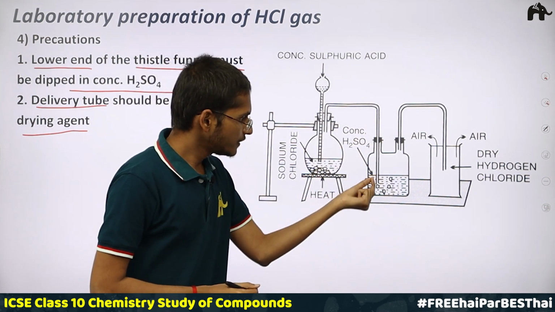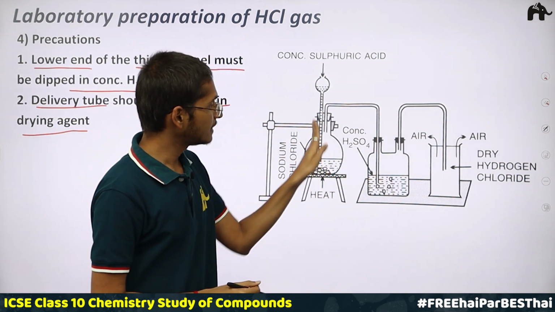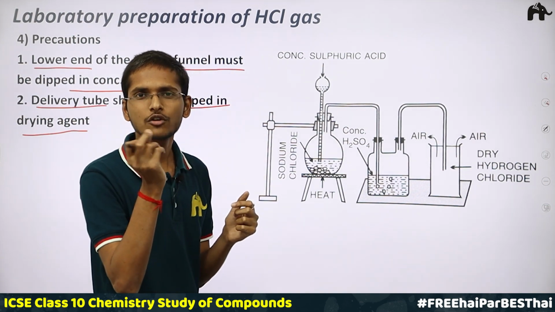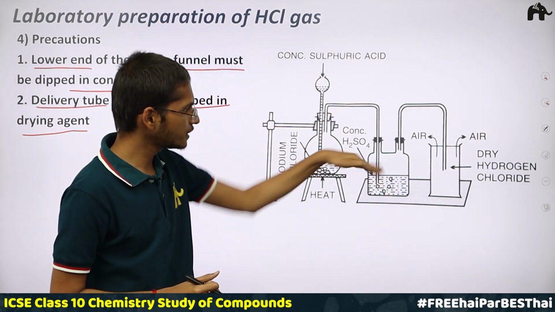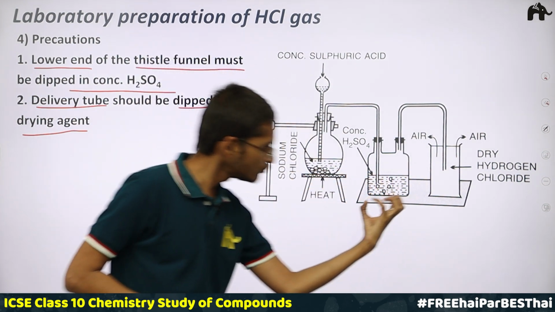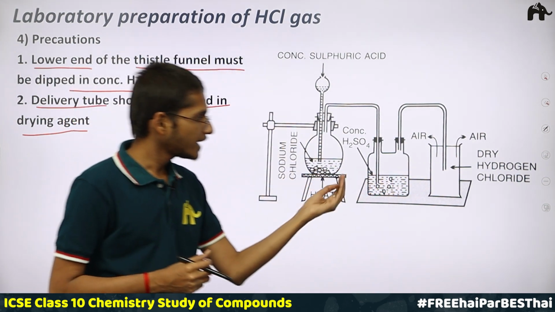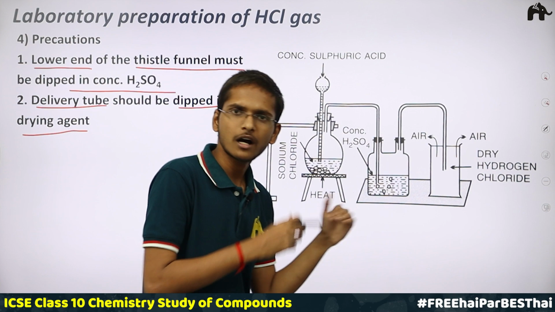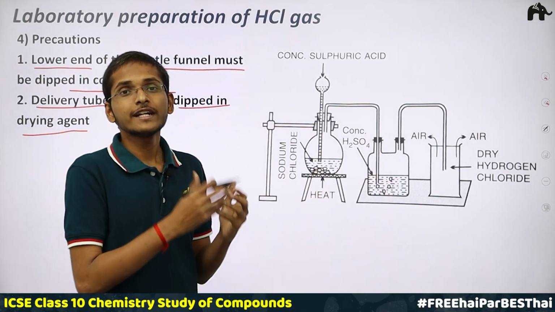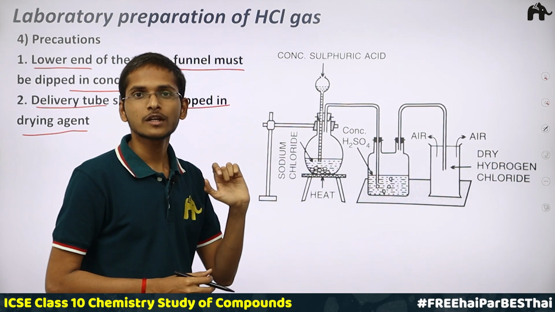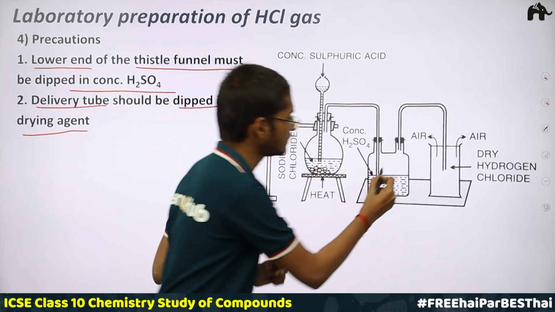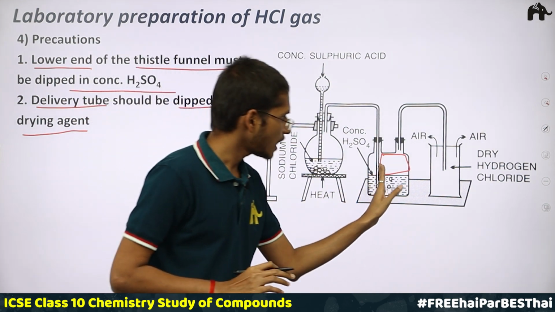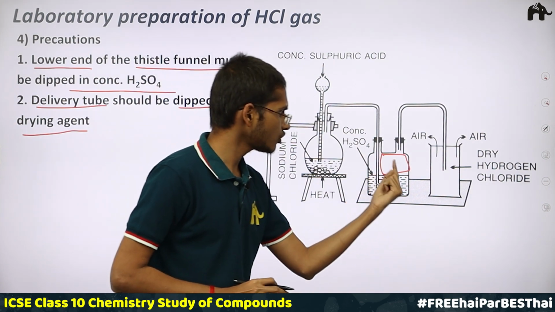Why? Because if it is dipped in drying agent, then whatever HCl gas is being produced, along with the small droplets of hydrochloric acid, would be directly pushed into this sulfuric acid, and the sulfuric acid would then dry it efficiently, and it would only let the HCl gas molecules go out from it. It won't let the water get out. So in this part there would only be HCl gas molecules, which are dried enough. Because here there cannot be water.